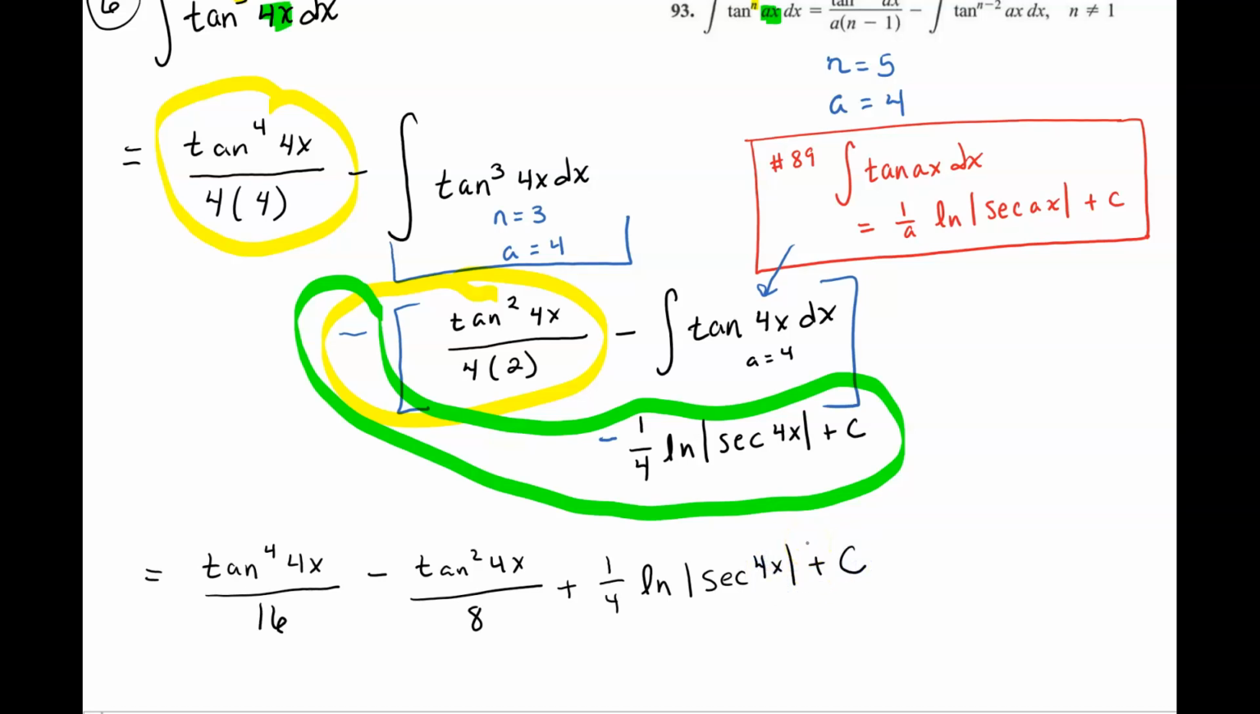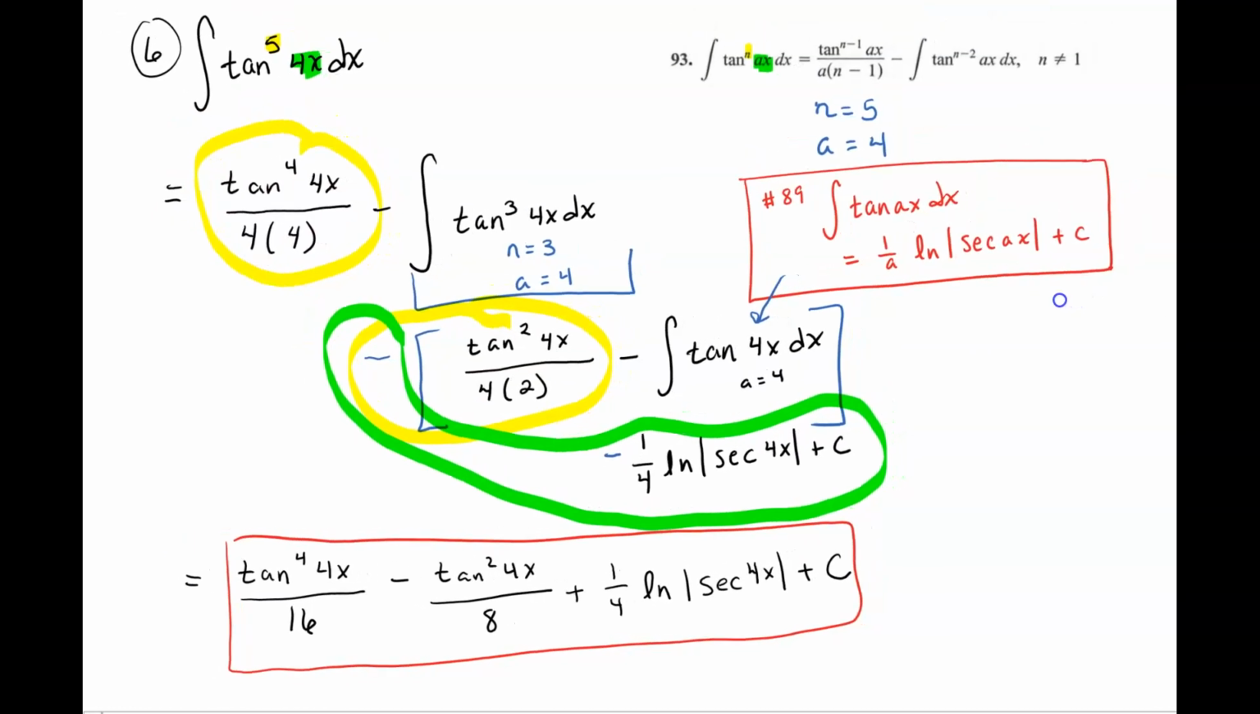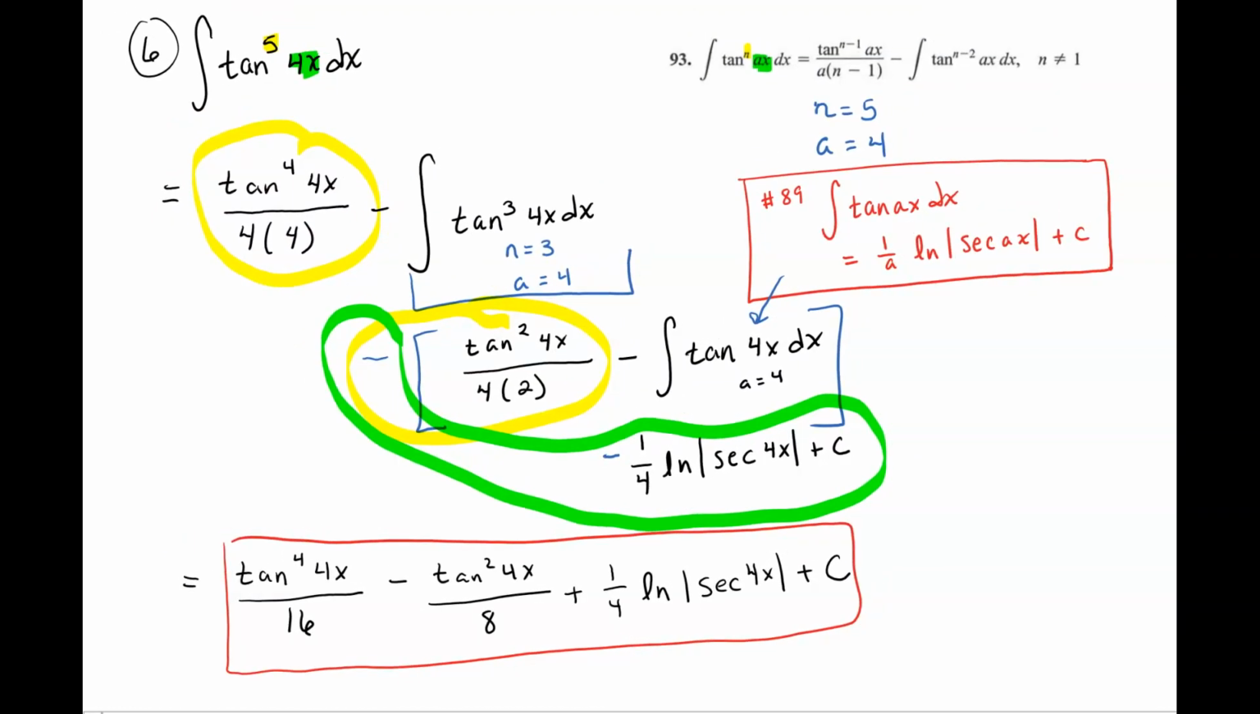All right, and I think that's about all there is to this. And so we have reached our answer. We've integrated that tangent to the fifth power of 4x with some power reducing formulas. So really, again, the trick is using that table of integrals. It comes in handy and helps power reduce.